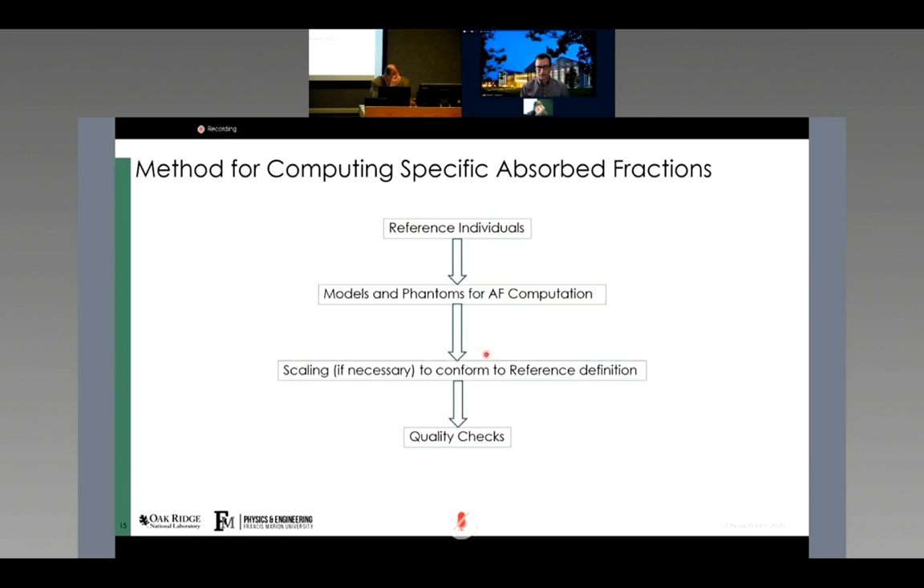From those AFs, those absorbed fractions, we may need to consider scaling to conform with the reference definition. So the idea here is to use these models, but then we need to make sure they're consistent with the definition of our reference individual. And then the last thing, we've got 3.3 million of these things, so we do need a process for ensuring quality of them.